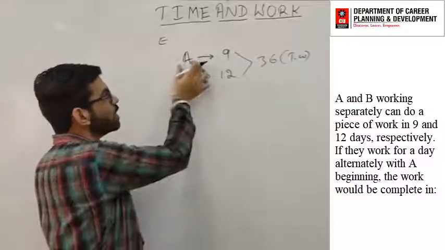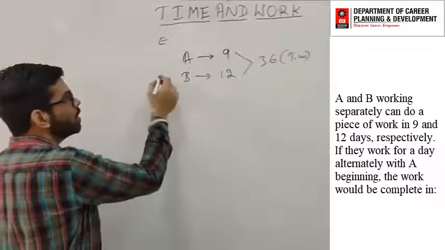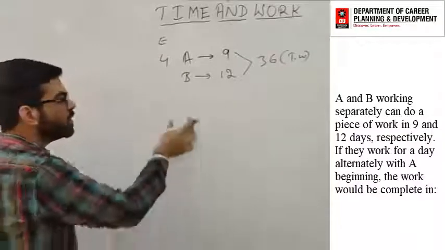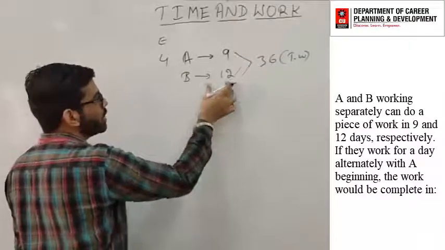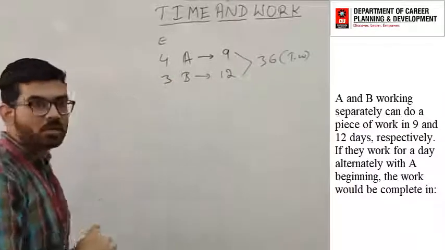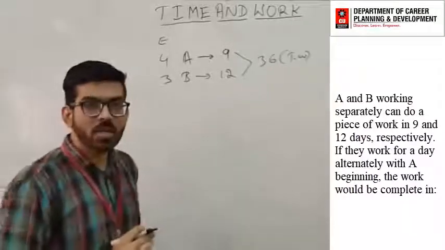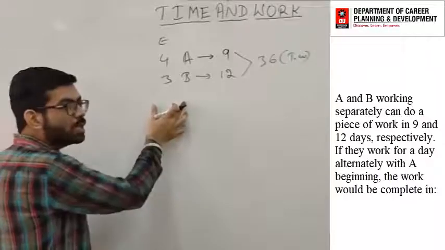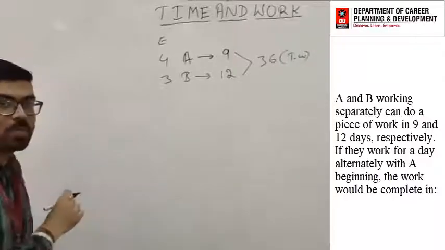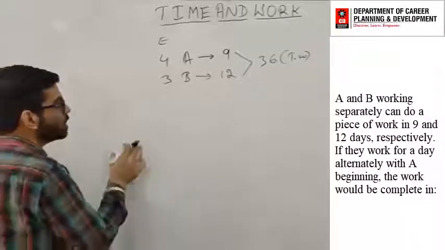So efficiency of A comes out to be 36 by 9, which is 4. Efficiency of B comes out to be 36 divided by 12, which is 3. So as per the question, on first day A is starting the work, so in the exam question we have to make the cycles. Let's see how to make a cycle.